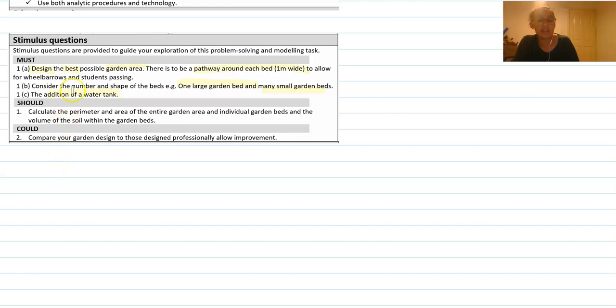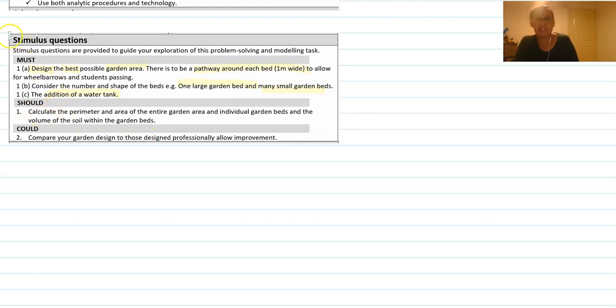Then you're going to calculate. As our GTEC students or our A-level students, you will be wanting to go from not just must, but should and could. So you should be calculating perimeter, area and volume of the garden area and individual beds and the volume of soil within each garden bed. So that tells you what you need to do.